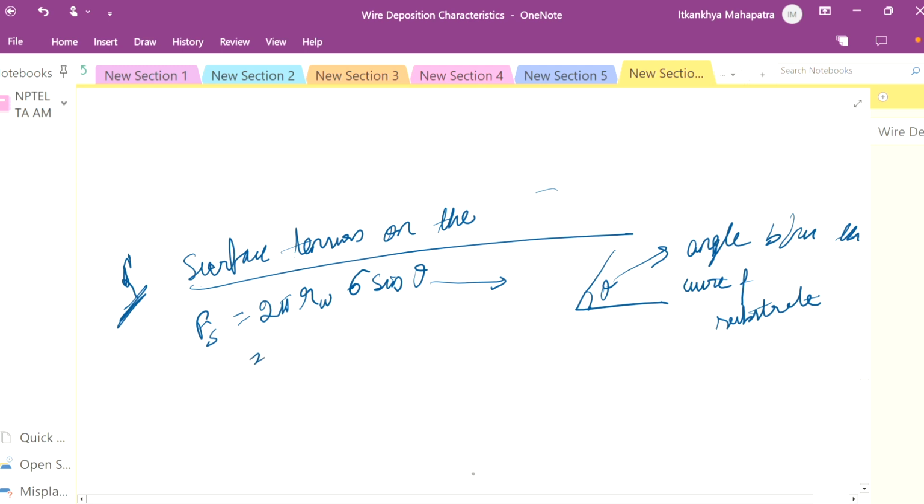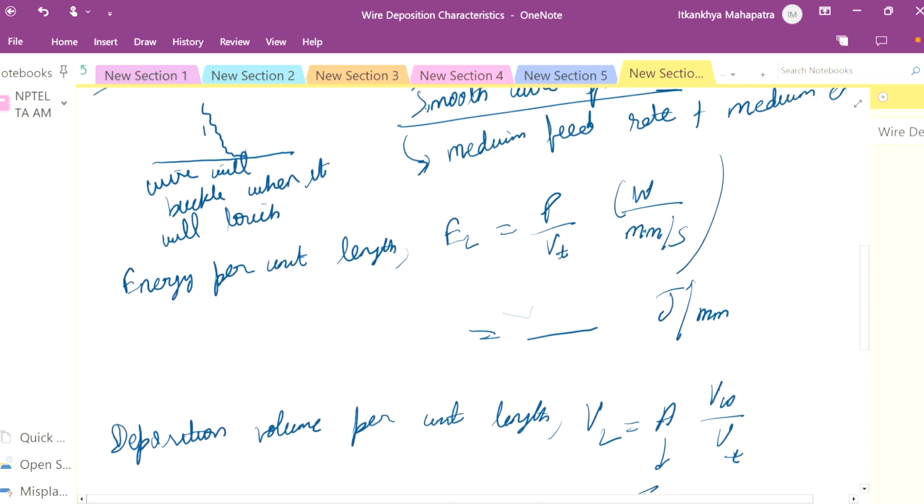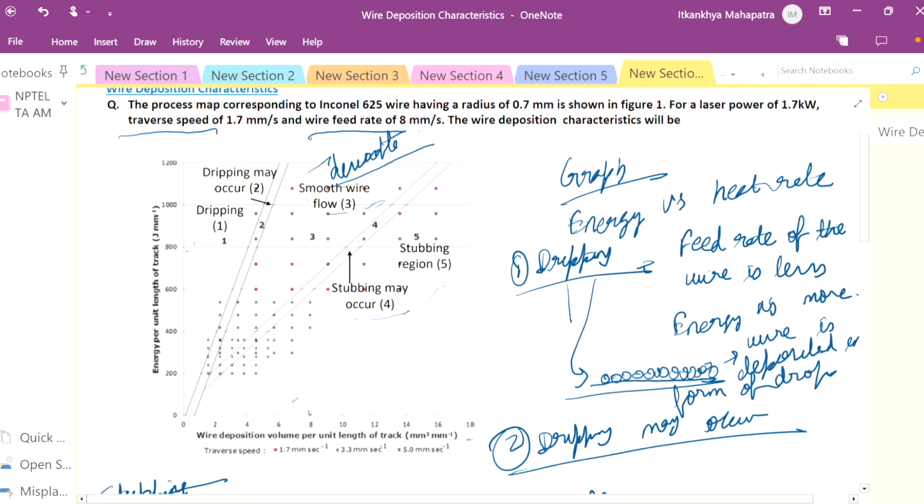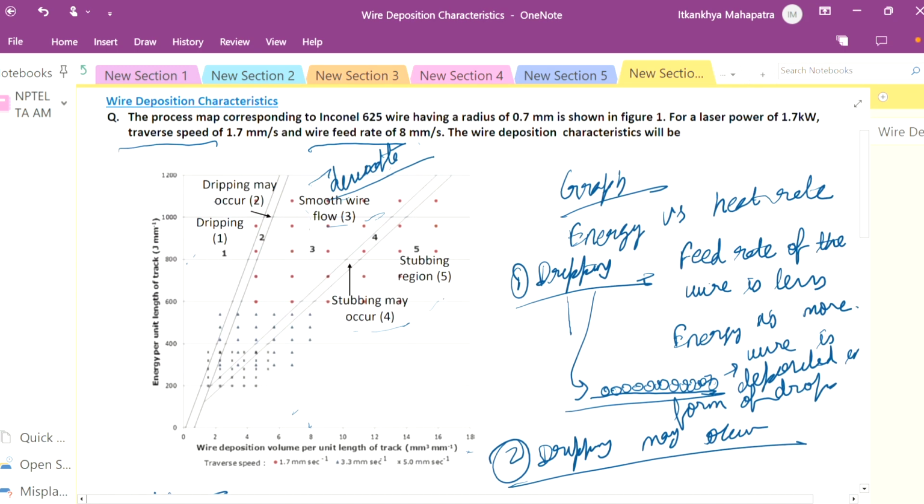Now let me just check the question. This 2 pi radius is given as, I think, 1, sigma is not given, and theta is 30 degree, sine 30 degree is 1 by 2. So you will just find out and calculate, you'll get the answer. Okay, so I have discussed maximum questions from your assignment, and maximum concepts are also done. So I think this will be easy for you now.